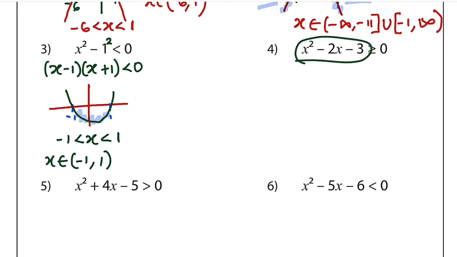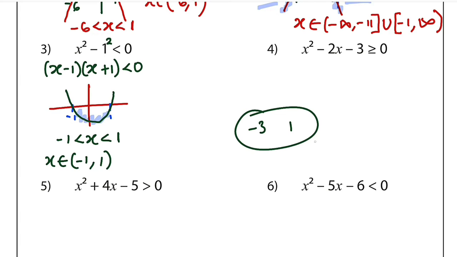How do we factorize this? Think of two numbers you can multiply to get -3, but the moment you add the two numbers together you get -2. I think the numbers are -3 and +1. Multiply this, you get -3. Add them together, you get -2. Yes. So we have x minus 3 and x plus 1 greater or equal to 0.